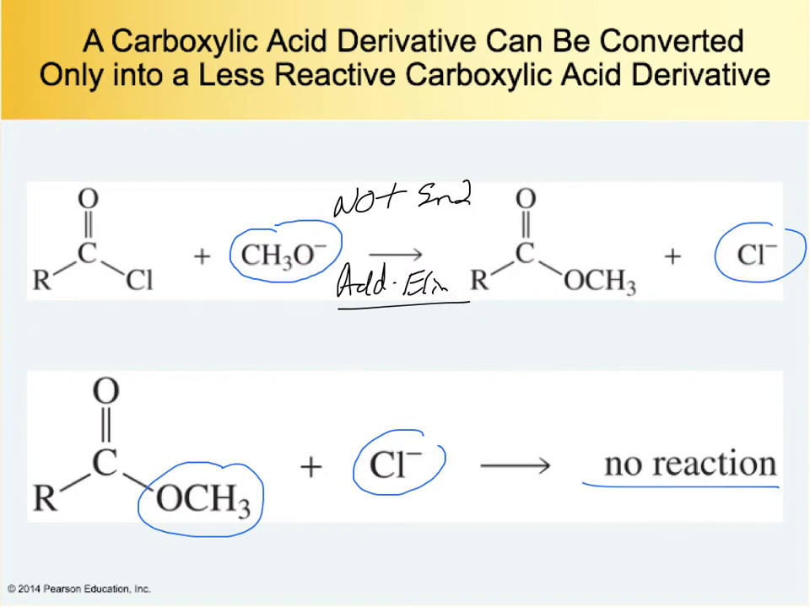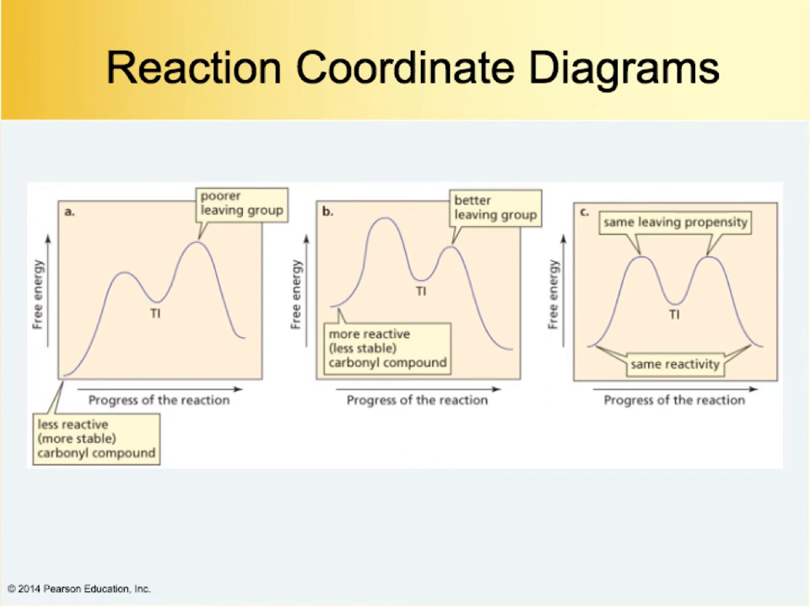We need to have a better leaving group, or more stable products than reactants. A better leaving group is also the way to say it. Reaction coordinate diagrams highlight these things. I wouldn't worry too much about the intermediates. That's not the important part. But if you look here, you have a less reactive, more stable compound, like say an amide for a starting material.